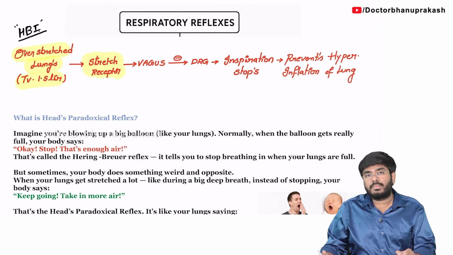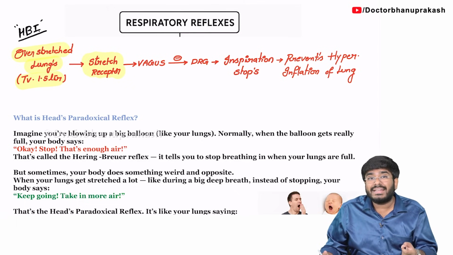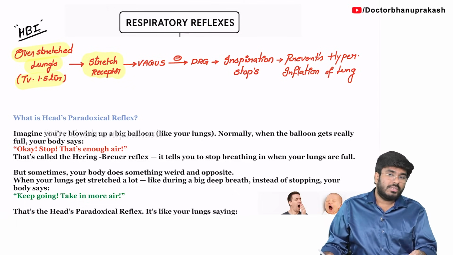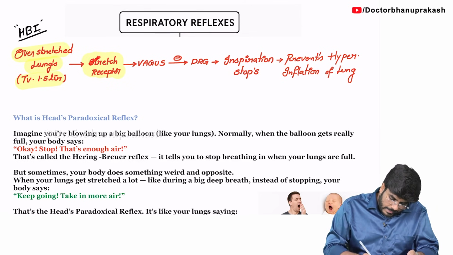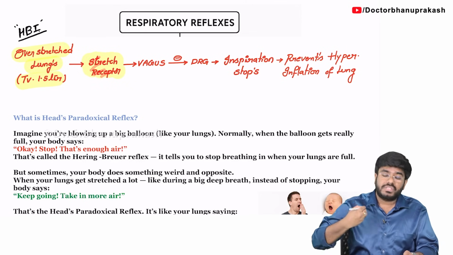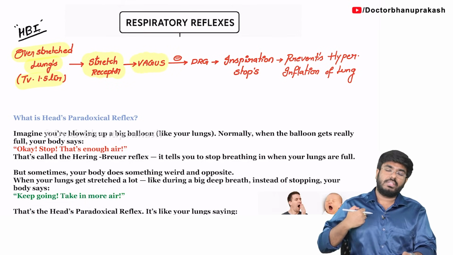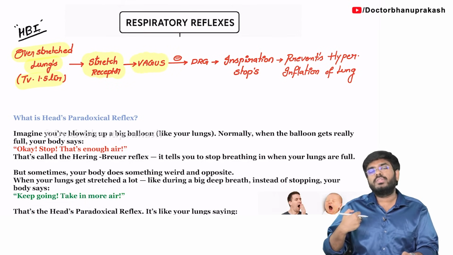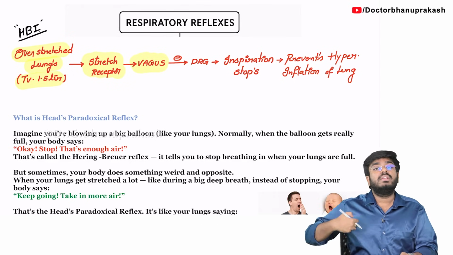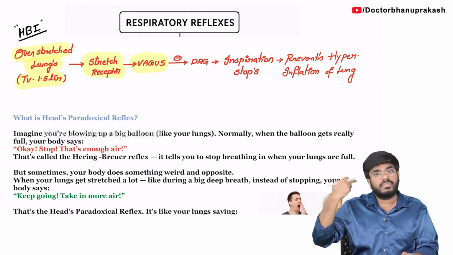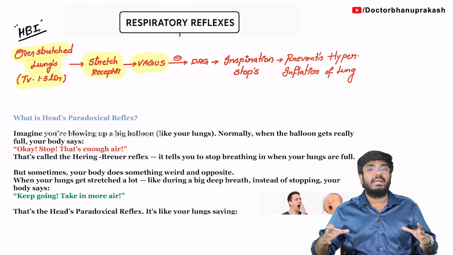Now from the stretch receptor, we all know receptors are attached with what? Receptors are attached with a sensory neuron. So from the stretch receptors, the vagus nerve gets activated from your lungs. Now what do you think this vagus will do? Vagus will take this information to the central nervous system: lungs are getting overstretched, bad.